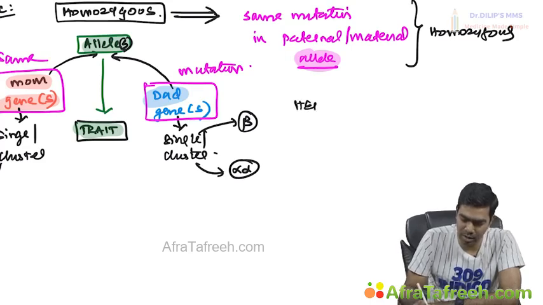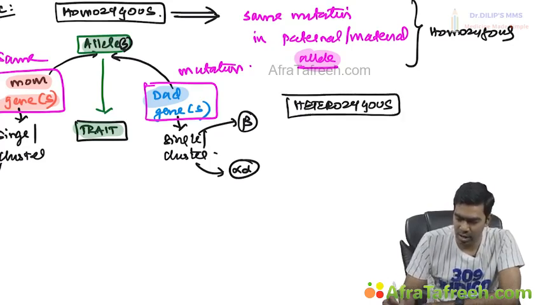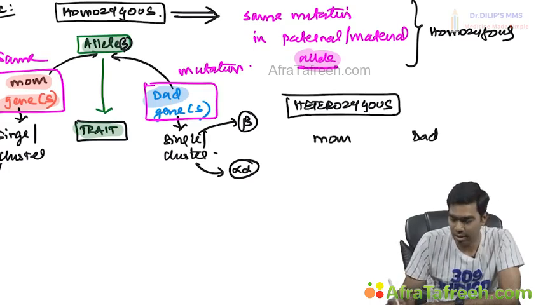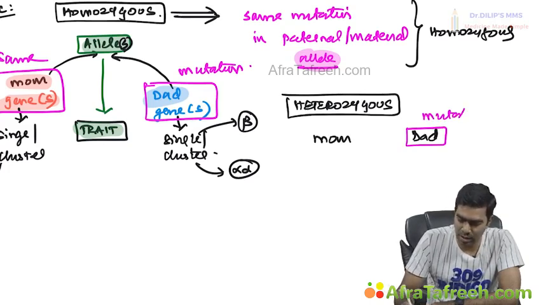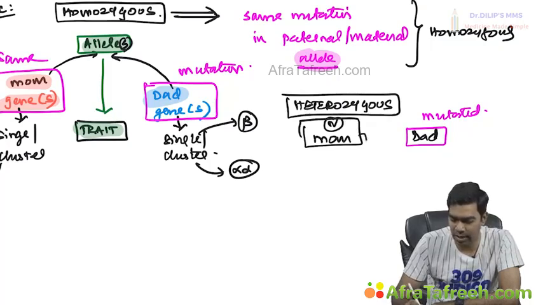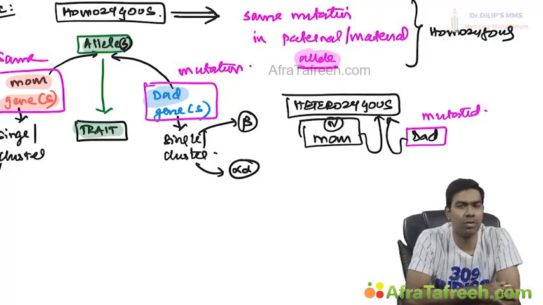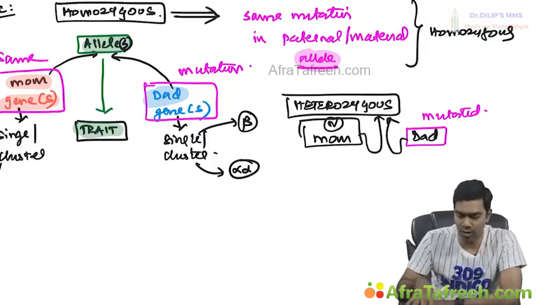What do you mean by heterozygous? Heterozygous means you have mom's gene and dad's gene or allele, and one is mutated and the other one is completely normal. This is what we clinically refer to as heterozygous. So one is mutated, one is normal. That's what we call heterozygous.